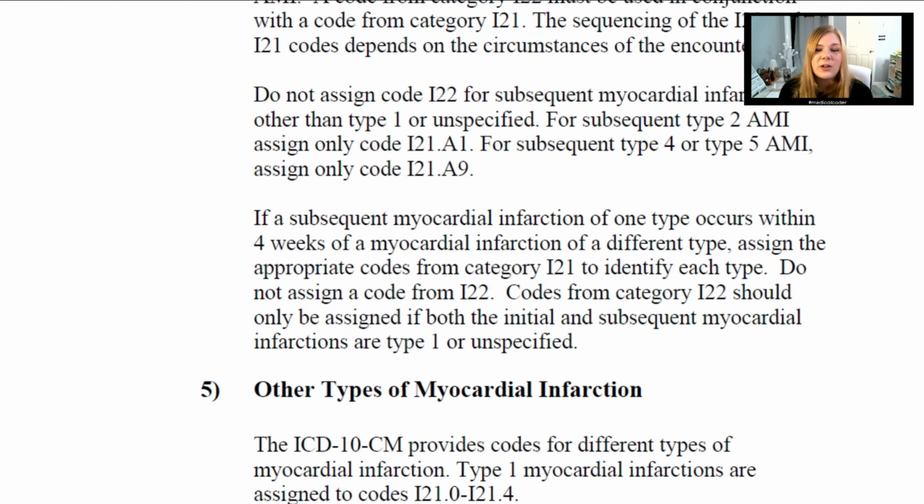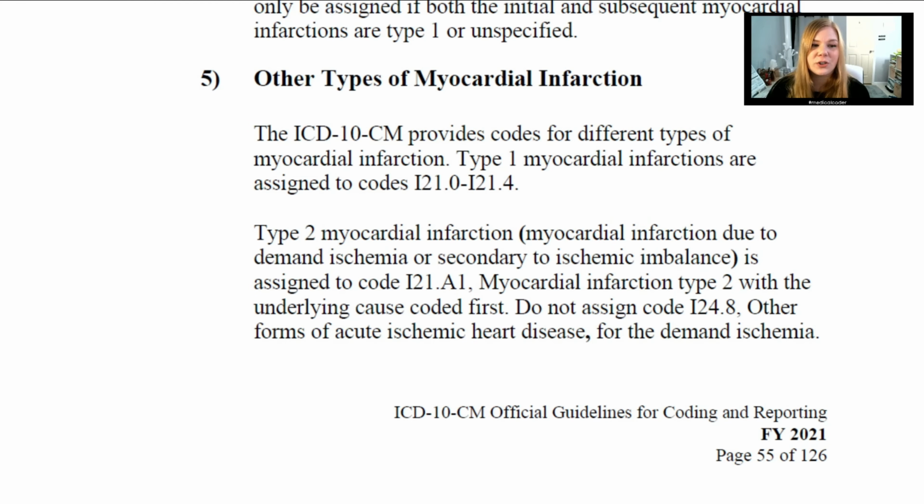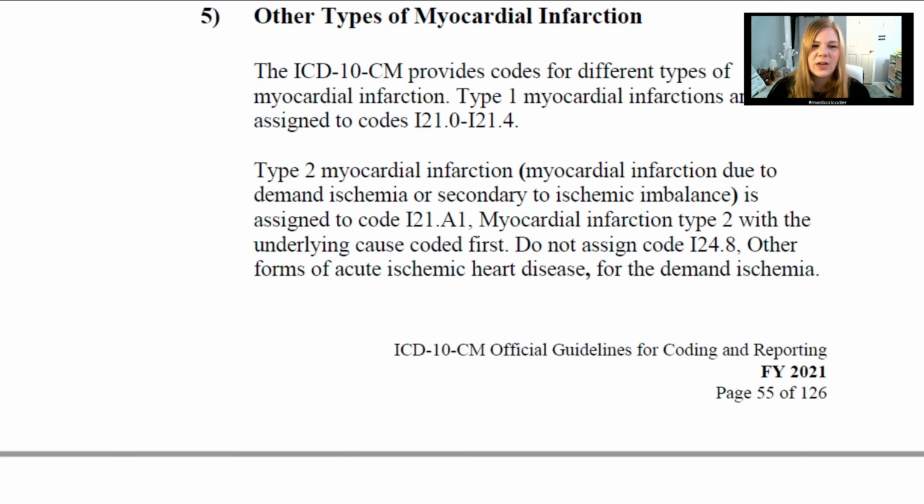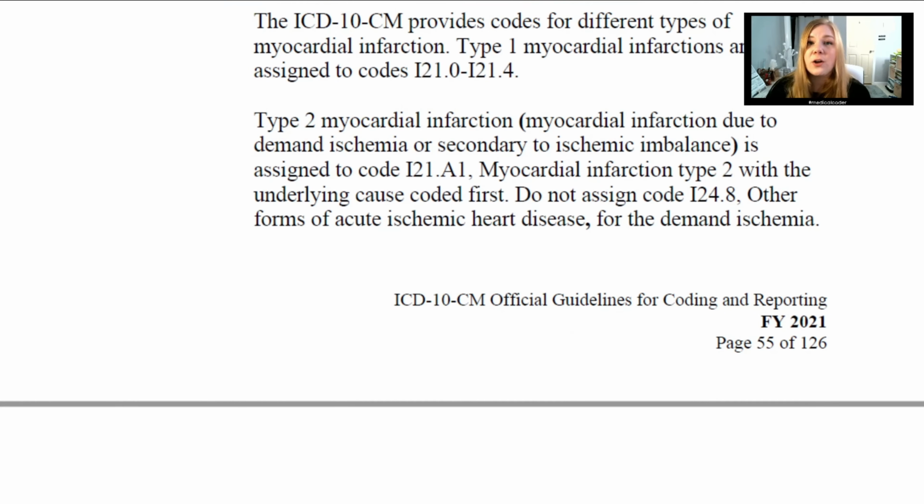Codes from category I22 should only be assigned if both the initial and subsequent myocardial infarctions are type 1 or unspecified. Other types of myocardial infarctions: the ICD-10-CM codes for different types of myocardial infarction. Type 1 myocardial infarctions are assigned to codes I21.0 to I21.4. Type 2 myocardial infarction, or myocardial infarction due to demand ischemia or secondary ischemic imbalance, is assigned to code I21.A1, myocardial infarction type 2, with the underlying cause code as the first code.